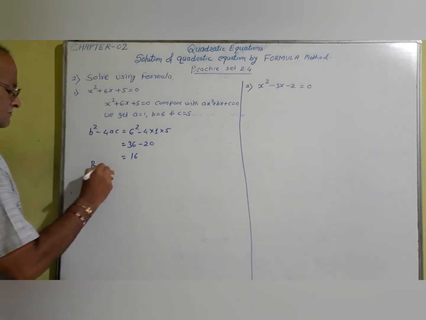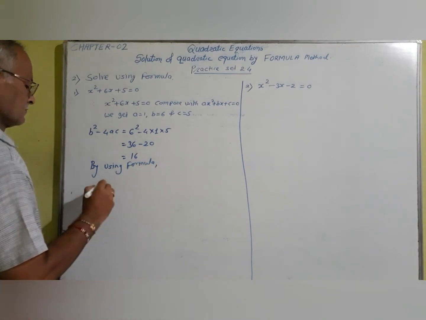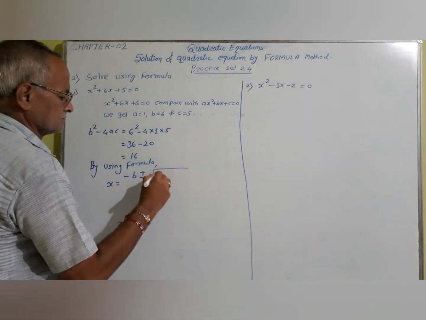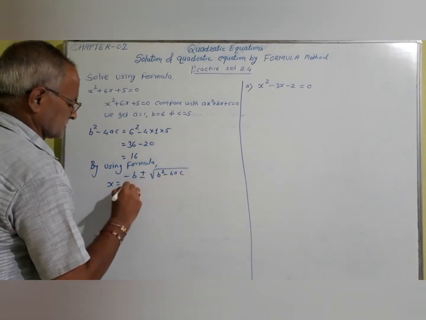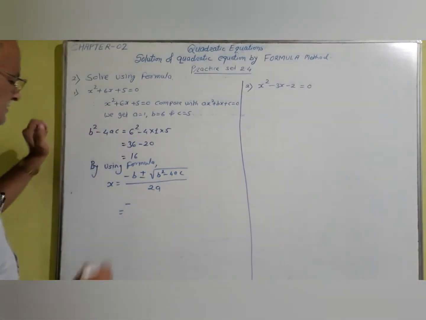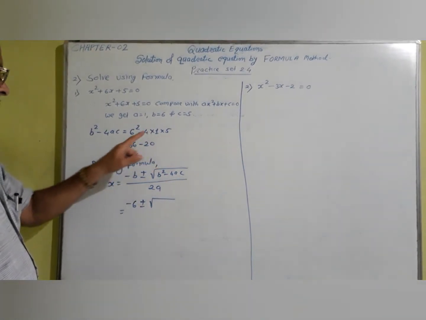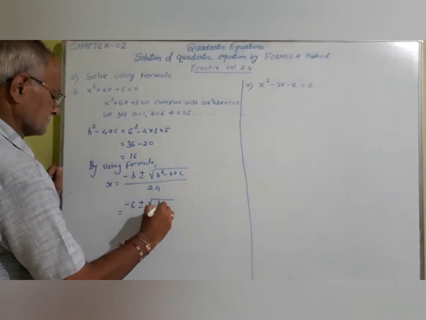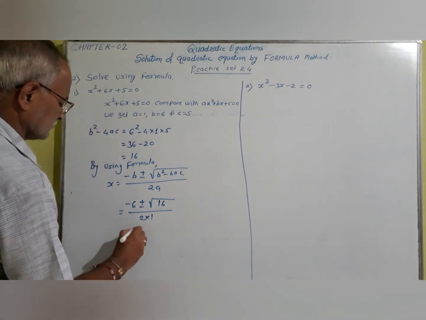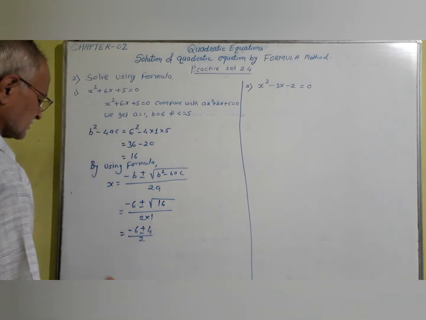By using the formula x is equal to minus b plus or minus square root of b square minus 4ac upon 2a is equal to minus b means 6 plus or minus square root of b square minus 4ac. b square minus 4ac is 60 upon 2 multiplied by a means 1. That is equal to minus 6 plus or minus square root of 16 is 4 upon 2 1 are 2.